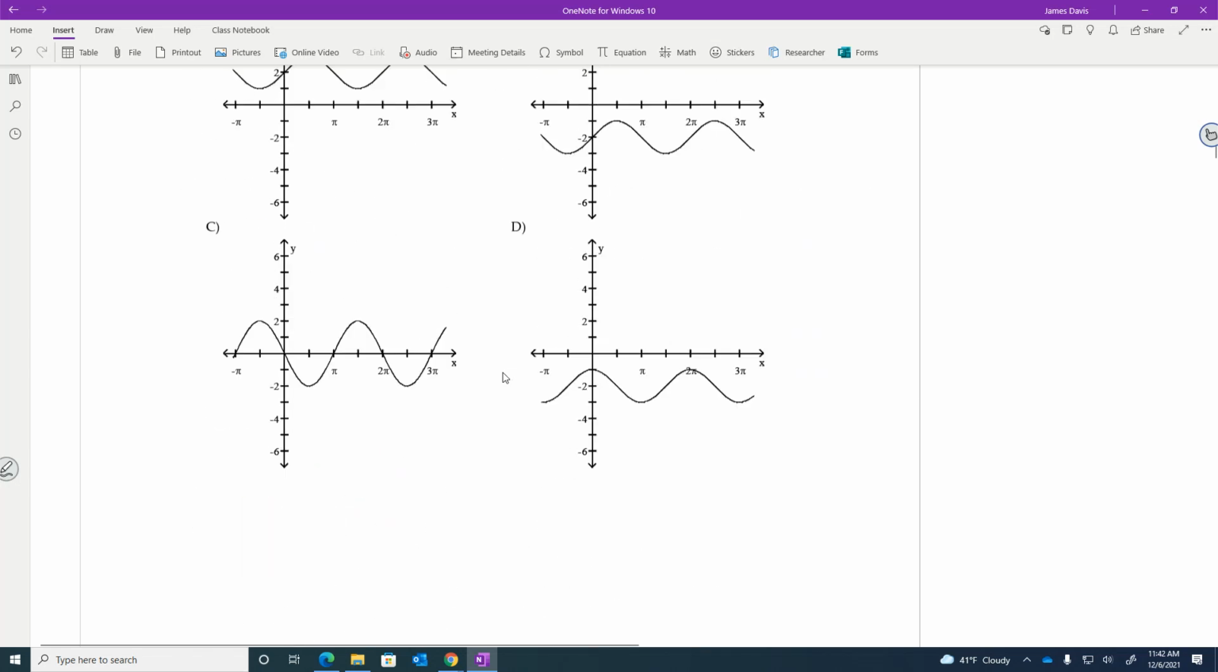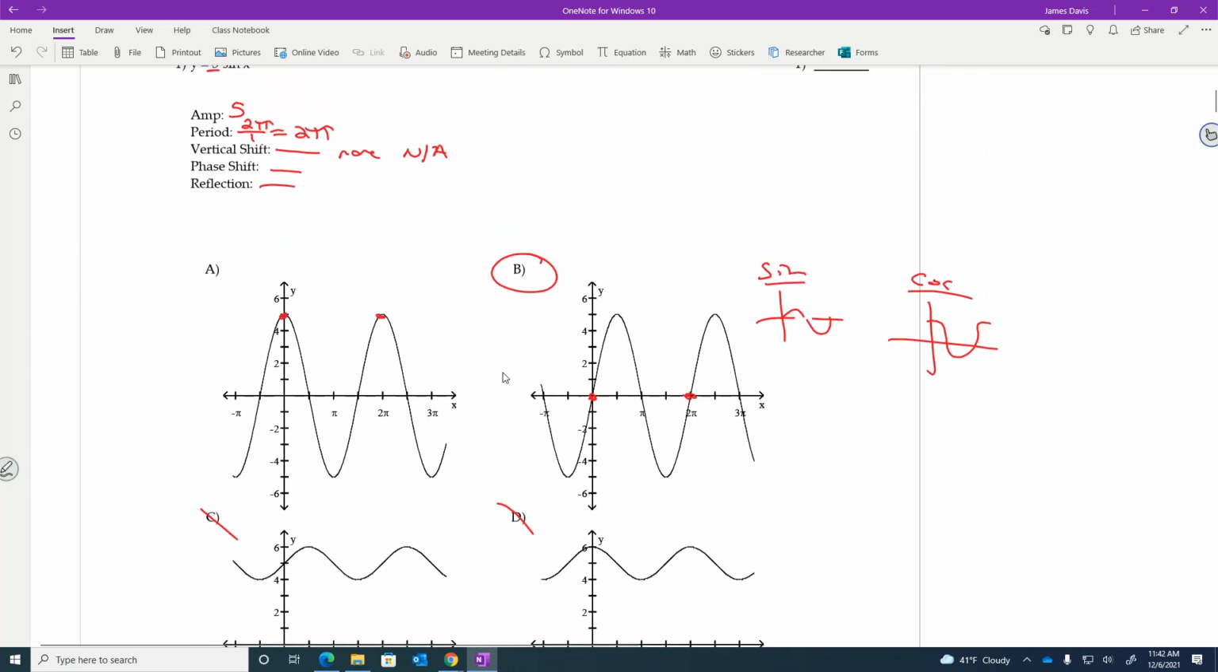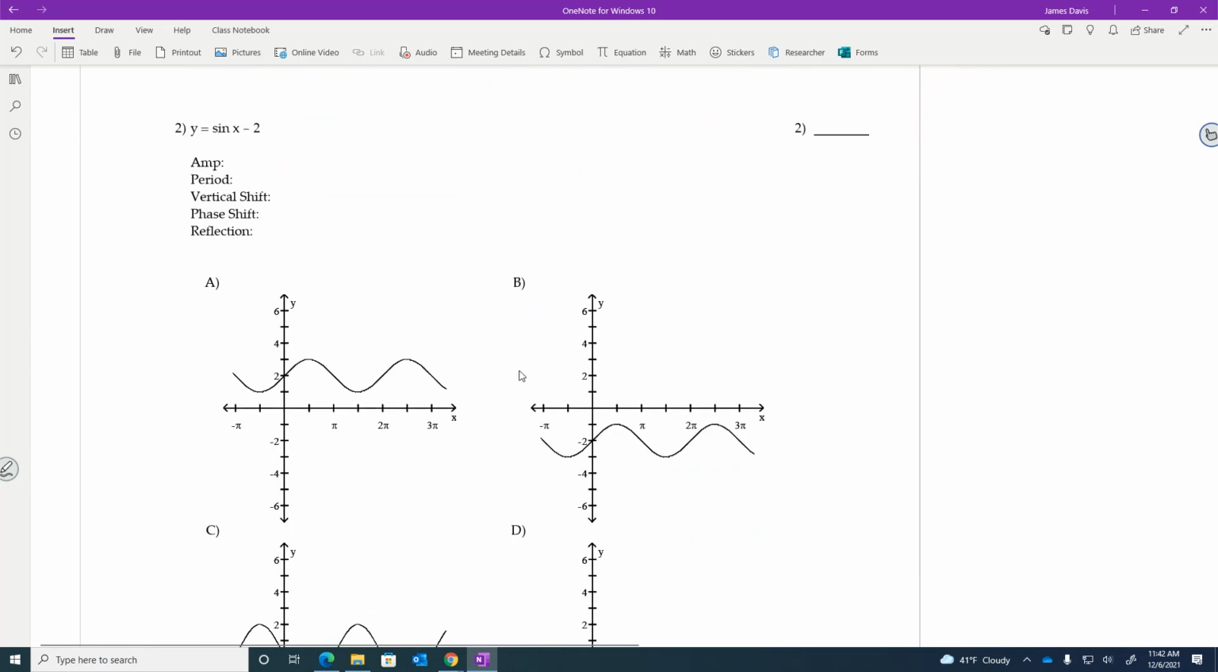But I want to make sure we go over all the answers real quick. So we already did number 1. Stop me if you need more explanation. I'm going to go through a little bit fast. Number 2, we got amplitude of 1. Period is 2 pi. Vertical shift -2. No phase shift, no reflection.